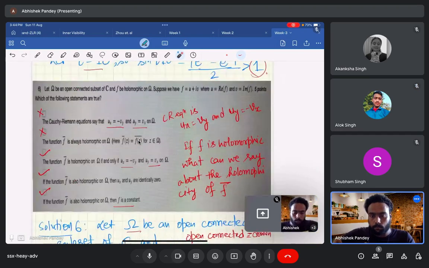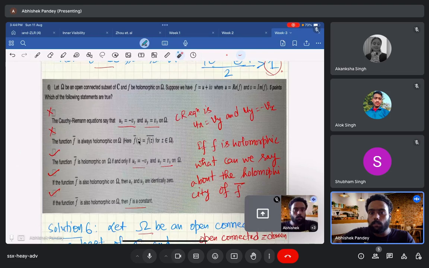The problem is visible. You can see this problem? Yeah, now visible.